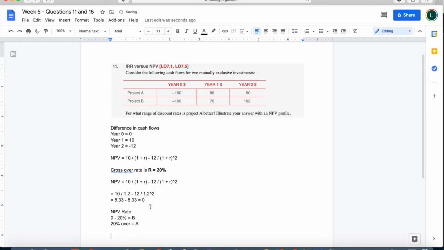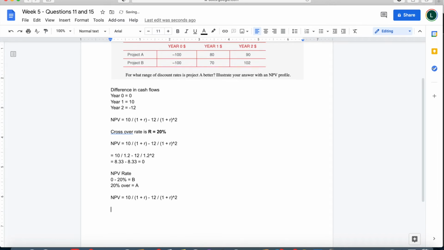What I'm going to do is, instead of drawing a graph to really know how it all works, because you won't really be required to do that in exam, I'm just going to do trial and error. So I'm going to use a rate of 30%.